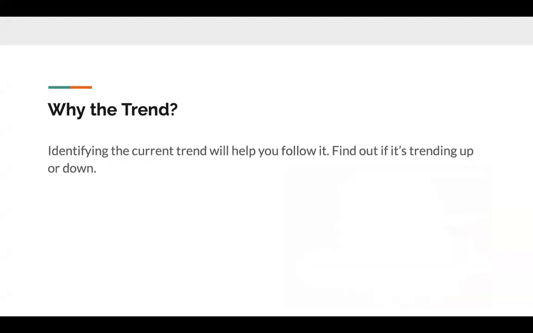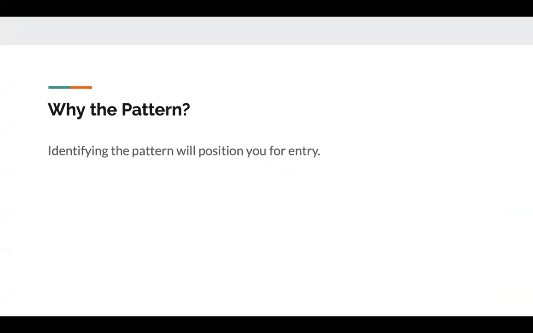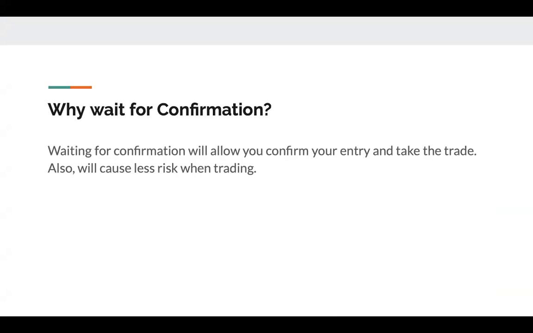So what makes sense is why we want the trend. Identifying the current trend will help you follow it. Find out if it's trending up or down. Why the pattern? Identifying the pattern will position you for entry. And wait for confirmation. Waiting for confirmation will allow you to confirm your entry and take the trade. It also will cause less risk when trading.